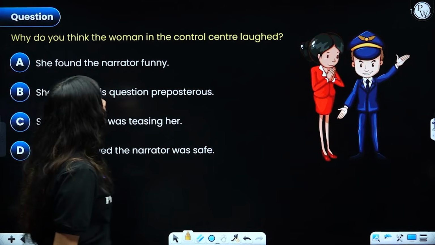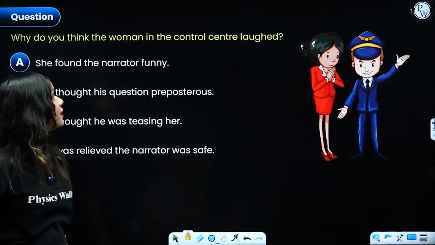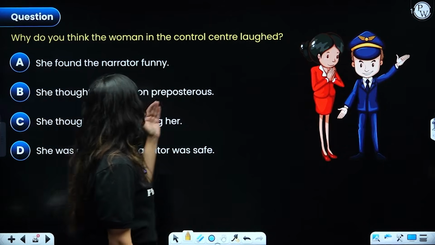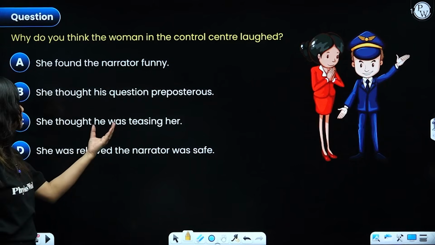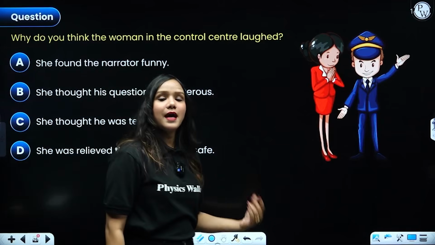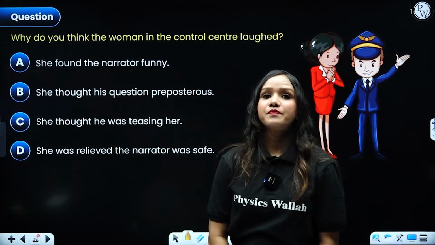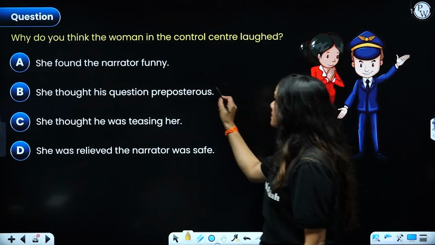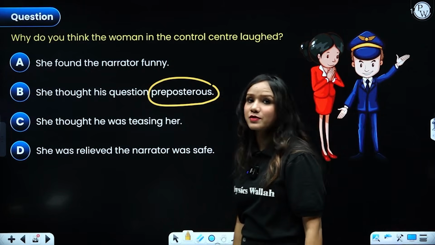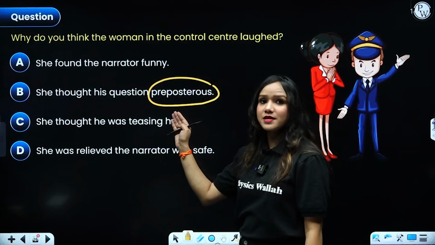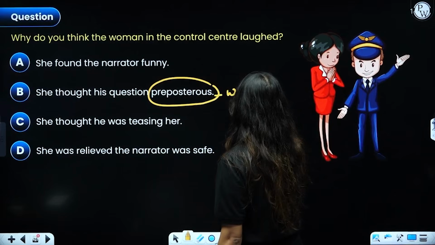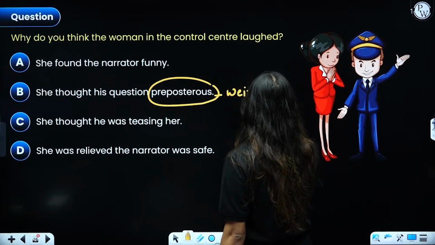Why do you think the woman in the control center laughed? She found the narrator funny. She thought his question preposterous. She thought he was teasing her. She was relieved the narrator was safe. Now, in these 4 options, you saw that there is a word, preposterous. What does it mean? First of all, you should know the meaning of this word. If you don't know the meaning of these words, how are you able to choose the correct option then? So, it means something weird, or you may say absurd.